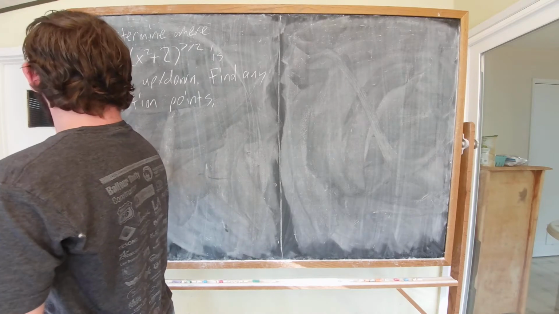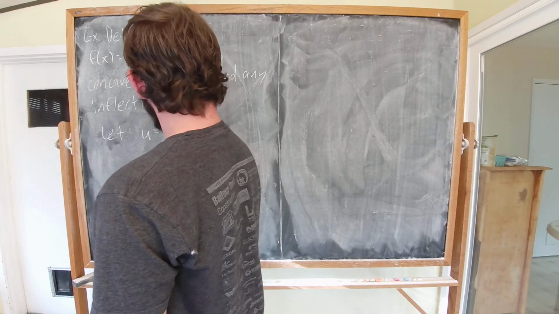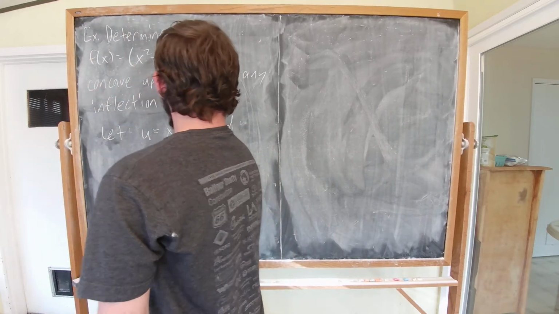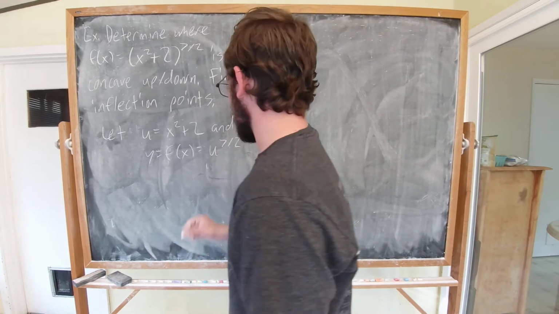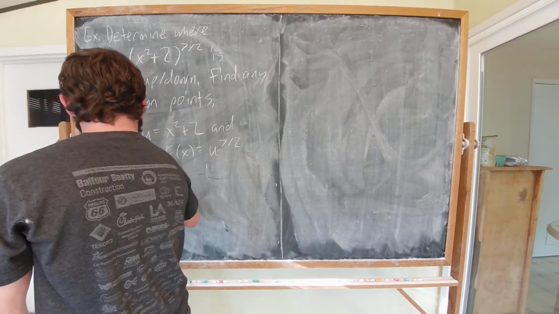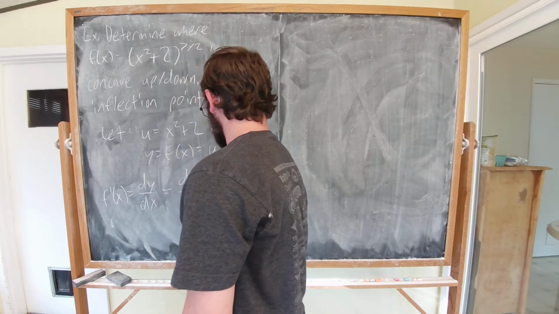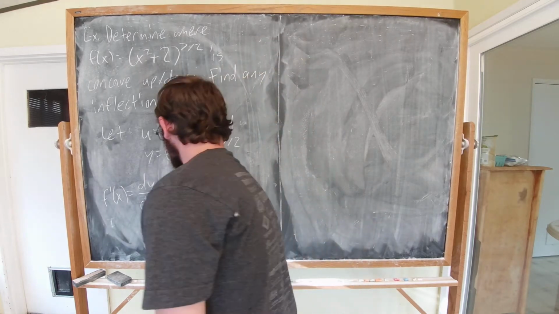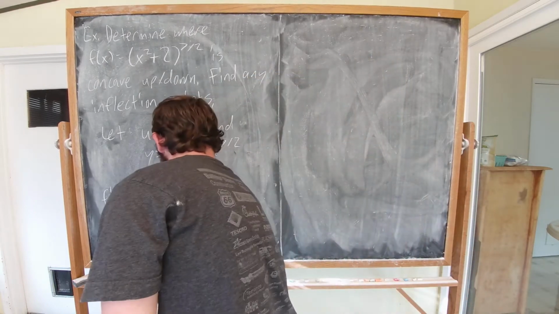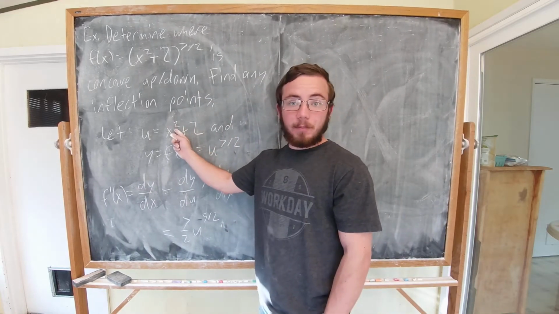First derivative, let's use the chain rule. If we let u equal x squared plus 2 and y equal f of x, which would be u to the 7/2 power, we get that f prime of x is dy dx, which by the chain rule is dy du times du dx. dy du by the power rule is equal to 7/2 u to the 5/2. And du dx is just going to be, by the power rule and the sum rule, 2x.